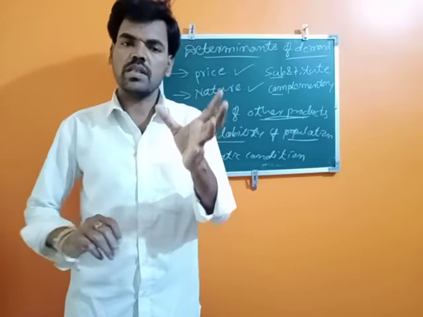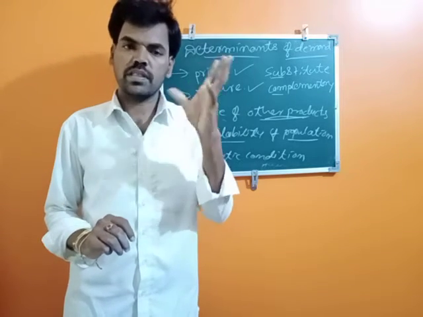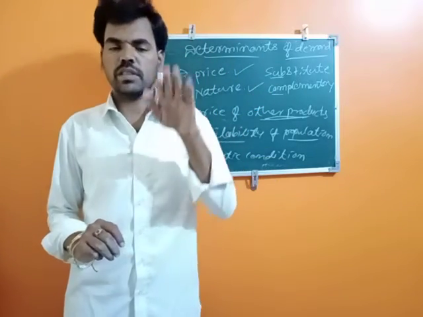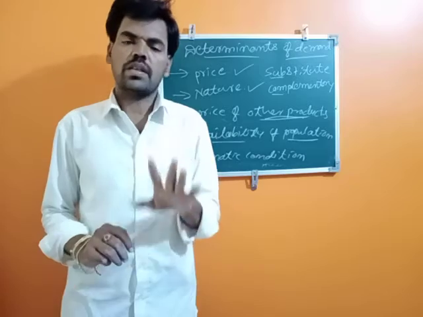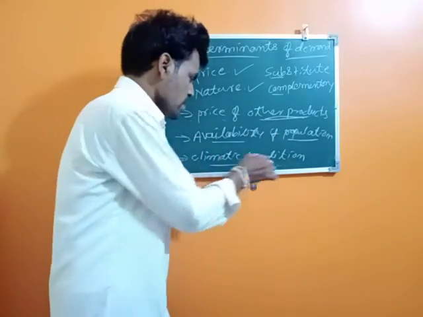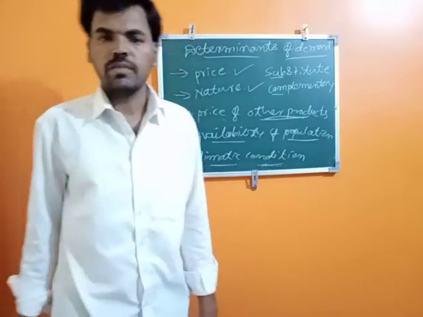ಸೊ ದಿಸ್ ಈಸ್ ದ ಕಾಮನ್ ಒನ್. ಇಫ್ ದ ಪಾಪ್ಯುಲೇಷನ್ ಈಸ್ more means the demand will be more. If the population is less, the demand is less. ಅದನ್ನು ನಾವೇನಂತ ಕರಿತೀವಿ, ಅವೈಲಬಿಲಿಟಿ ಆಫ್ ಪಾಪ್ಯುಲೇಷನ್. ಸೊ ನೆಕ್ಸ್ಟ್ ಈಸ್ ಕ್ಲೈಮೆಟಿಕ್ ಕಂಡೀಷನ್.